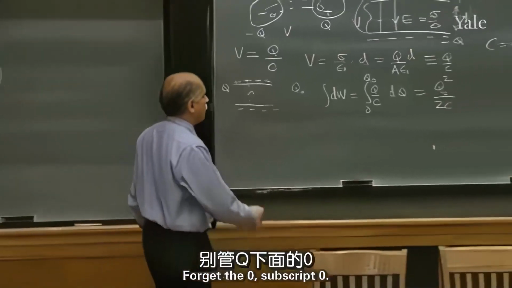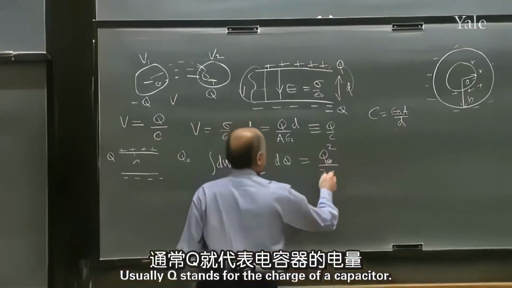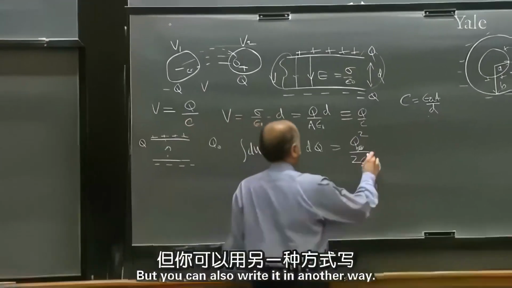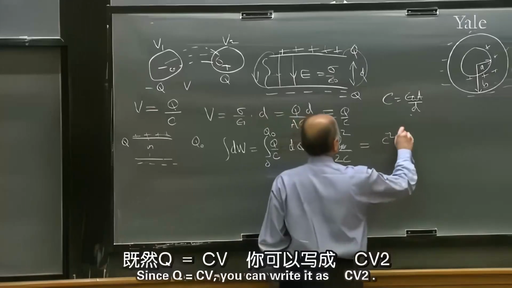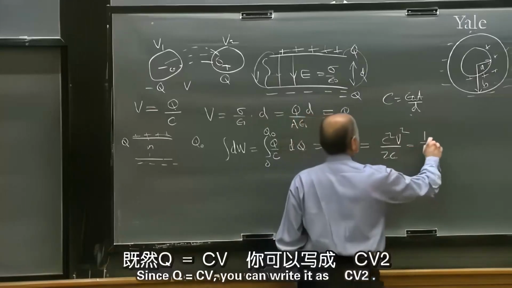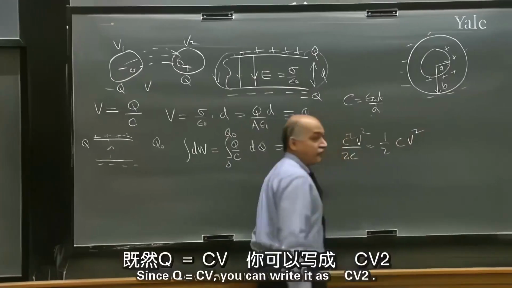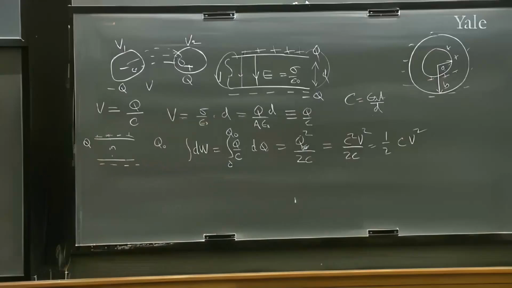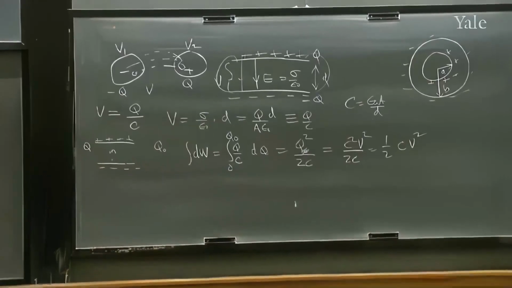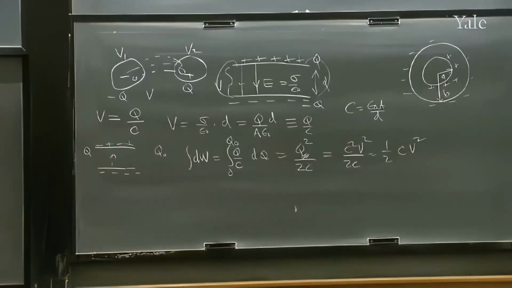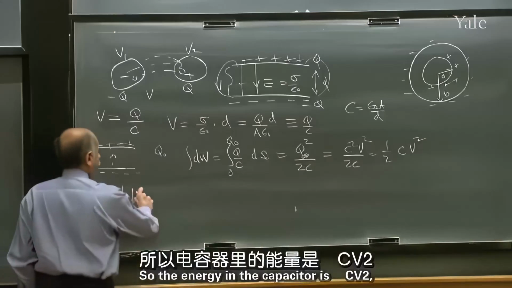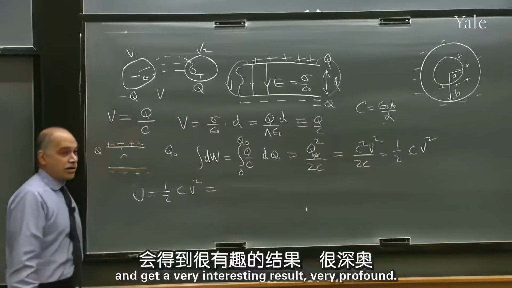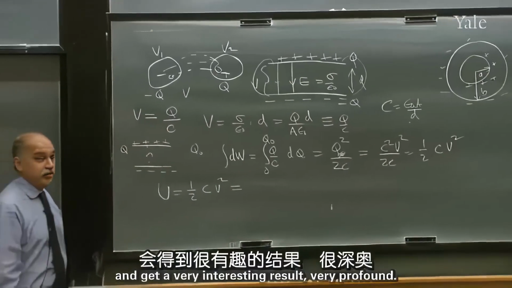Forget the subscript 0. Usually Q stands for the charge in the capacitor. But you can also write it in another way. Since Q is equal to CV, you can write it as 1/2 CV squared. There are two ways to write the energy. So the energy in the capacitor is 1/2 CV squared, but I'm going to play with that expression and get a very interesting result, very profound.